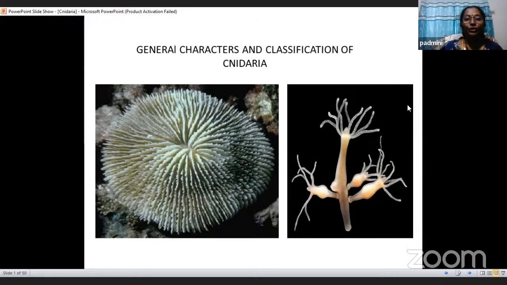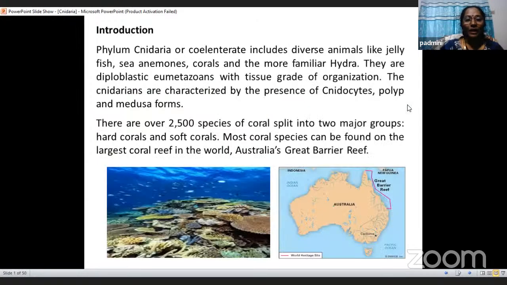These are the shell-like structures you're seeing in the picture right now. Introduction: what are they? They are coelenterates, phylum Cnidaria, also called phylum Coelenterata. Coelom is a cavity in between. Coel, C-O-E-L-E, means cavity. Enterate means entry, so that is a gastric cavity, like the hollow cavities in porifera, the spongocoel. They have a hollow structure in the center, which is called coelom. So coelenterate is also called Cnidarians.